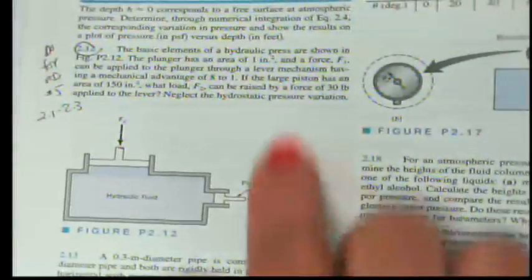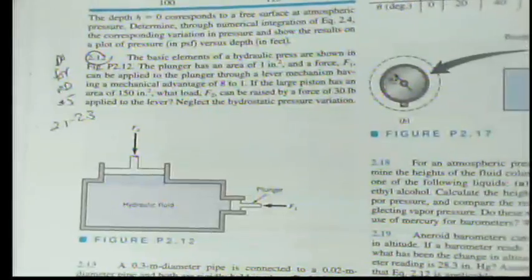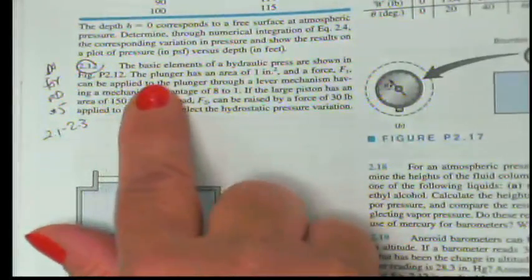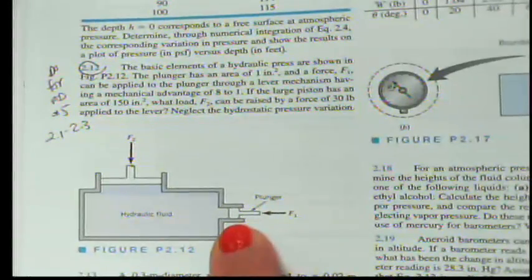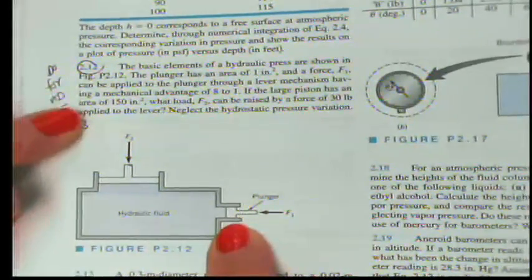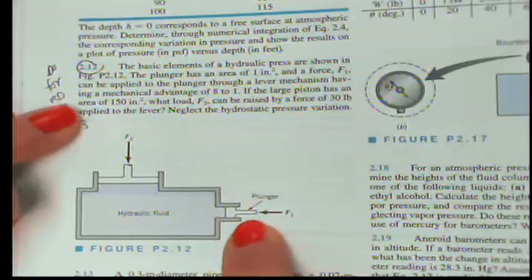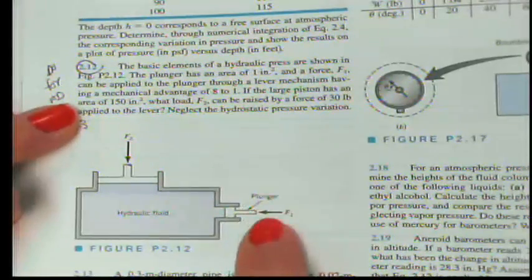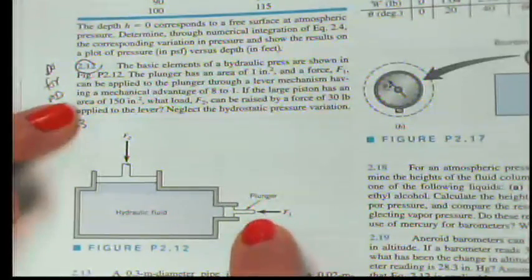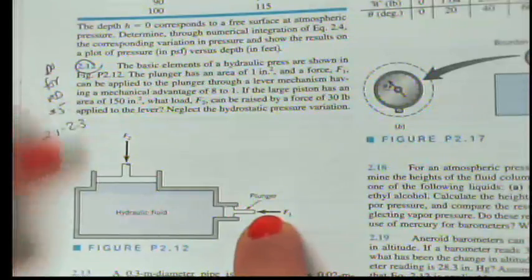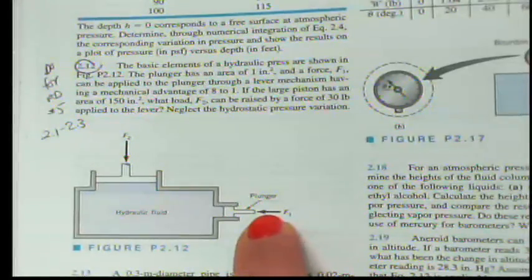All right, so 2.12 reads, the basic elements of a hydraulic press are shown. The plunger, which is right here, has an area of 1 square inch, and we put a force of F1 to apply to it, using a lever that has a mechanical advantage of 8-to-1. There's no diagram of what the lever action looks like, but mechanical advantage is basically using a mechanical device to increase the amount of force that you use through a control system.